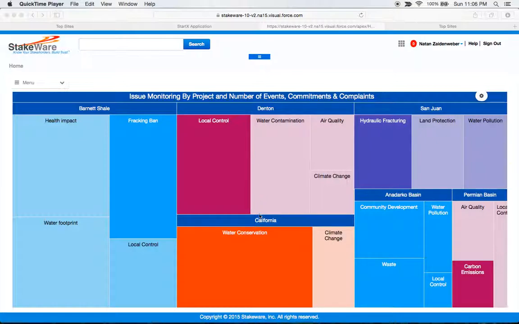And as you can see, for example, in California, I have two issues, water conservation and climate change. I can immediately tell that water conservation has more stakeholders because it has a bigger square than the other. I can also tell that there's more activity because it has a brighter orange than climate change.